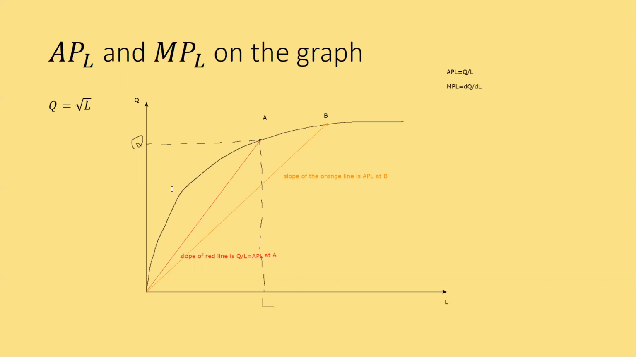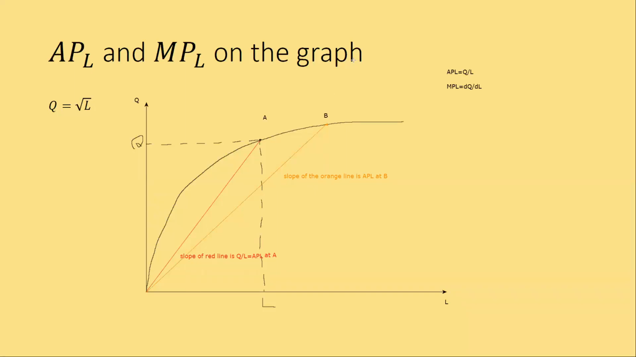So for every point on this graph, we can connect it with the origin and find the APL, which is the slope of this line segment. And it is Q divided by L. We can see that as L increases, this line segment becomes flatter and flatter. So the slope of it becomes smaller and smaller. For this production function, as we employ more units of labor, the average products of labor are decreasing. All right.